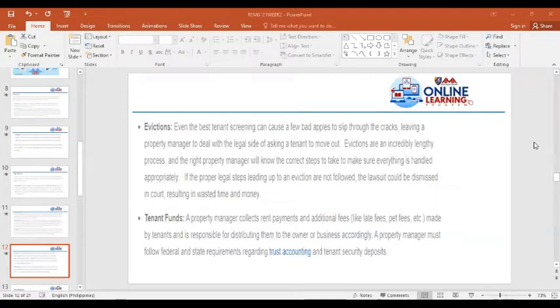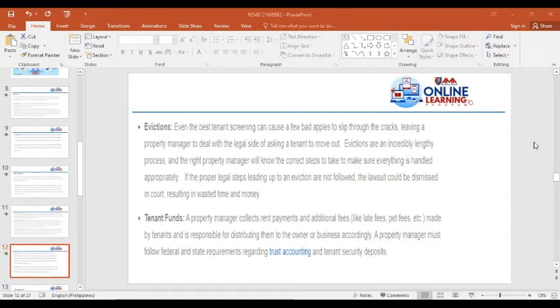Next is the tenant funds. A property manager collects rent payments and additional fees like late pays, pet fees, etc. made by the tenants and is responsible for distributing them to the owner or business accordingly. So a property manager must follow federal and state requirements regarding trust accounting and tenant security deposit.